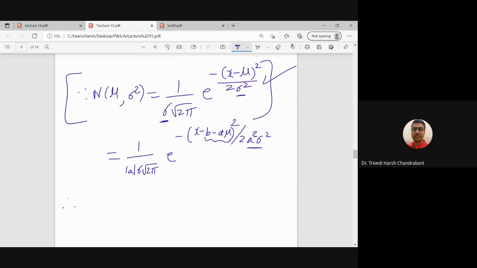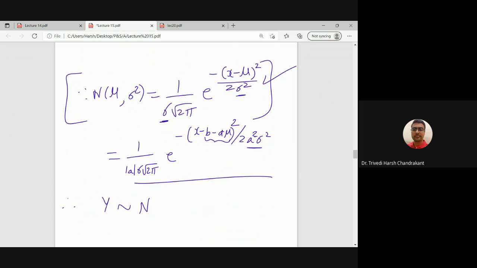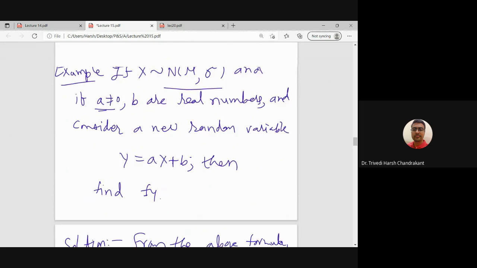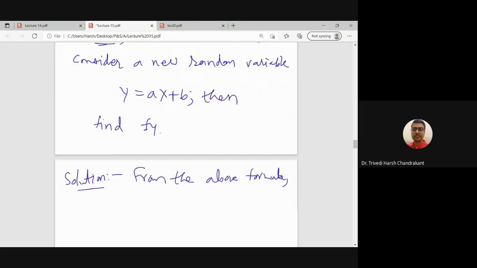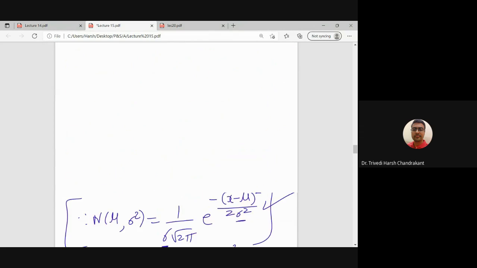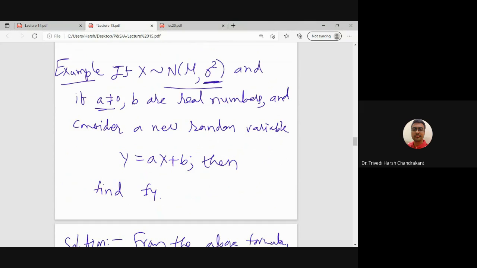therefore Y is the random variable, which is again a normal random variable because it follows the formula of the normal distribution, where the mu is b plus a mu, right? Because minus we need to take common, and then in the denominator we have the variance 2 times sigma square, where sigma is a square sigma square. So whatever sigma square we take in the beginning, that variance is now changed in this new random variable as a square sigma square, where a is coming from this linear equation of the random variable.